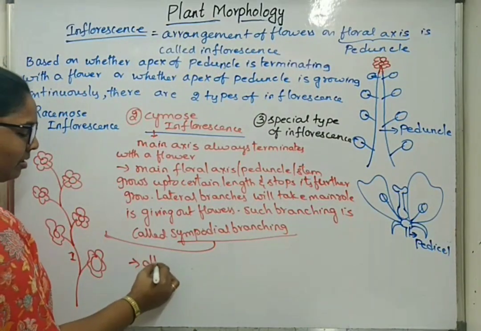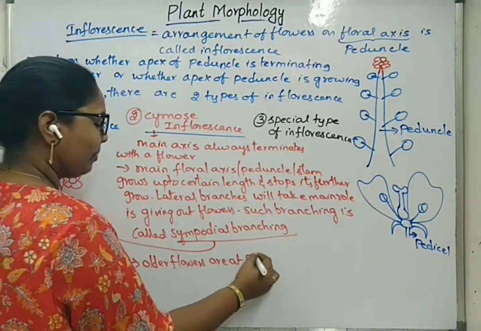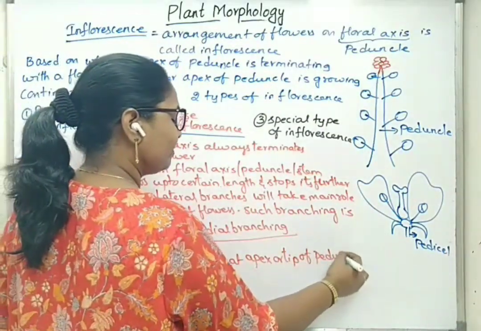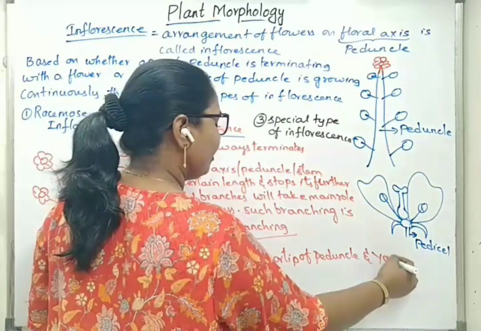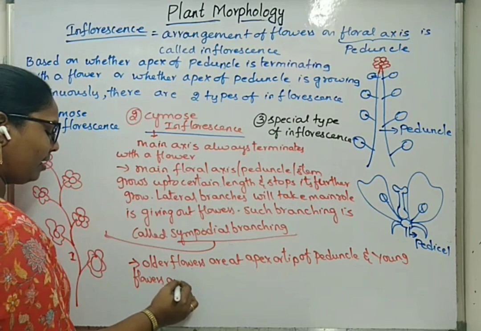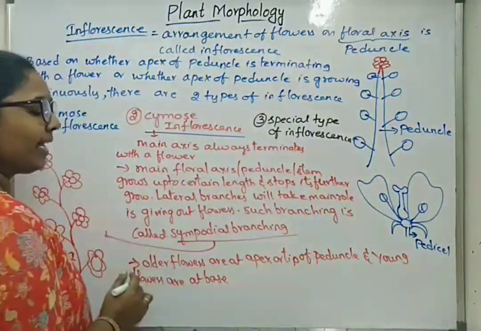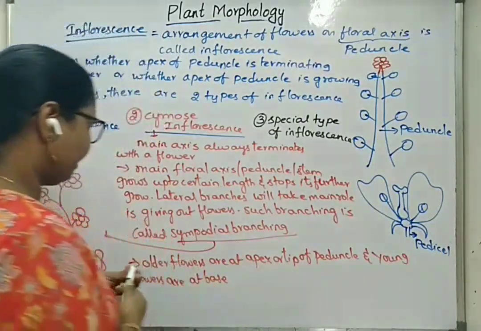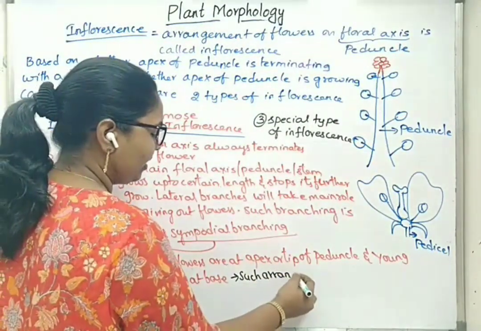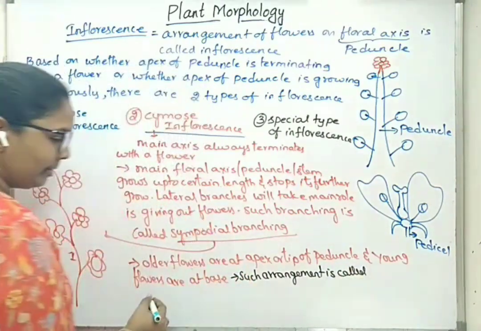Next, older flowers are at apex or tip of peduncle, and young flowers are at base. Such type of arrangement of flowers is called basipetal manner.